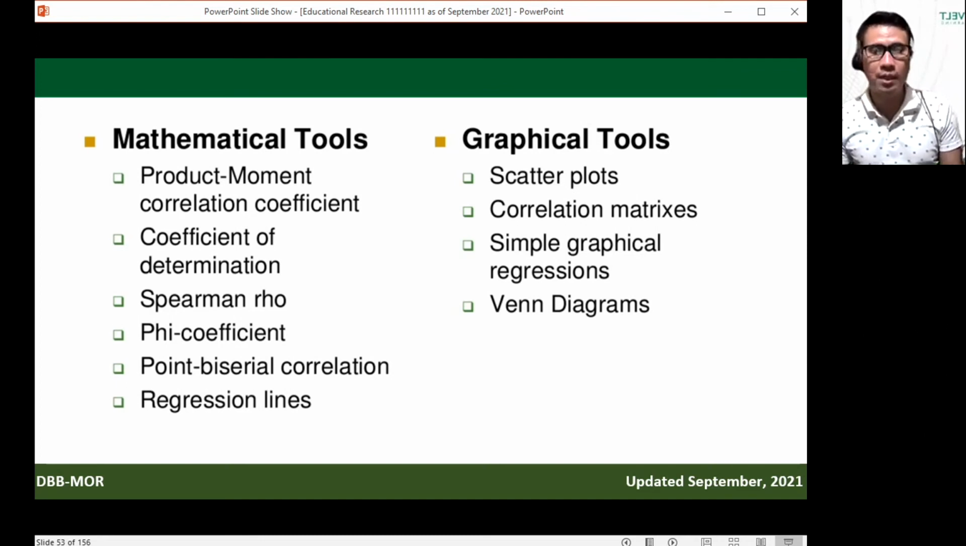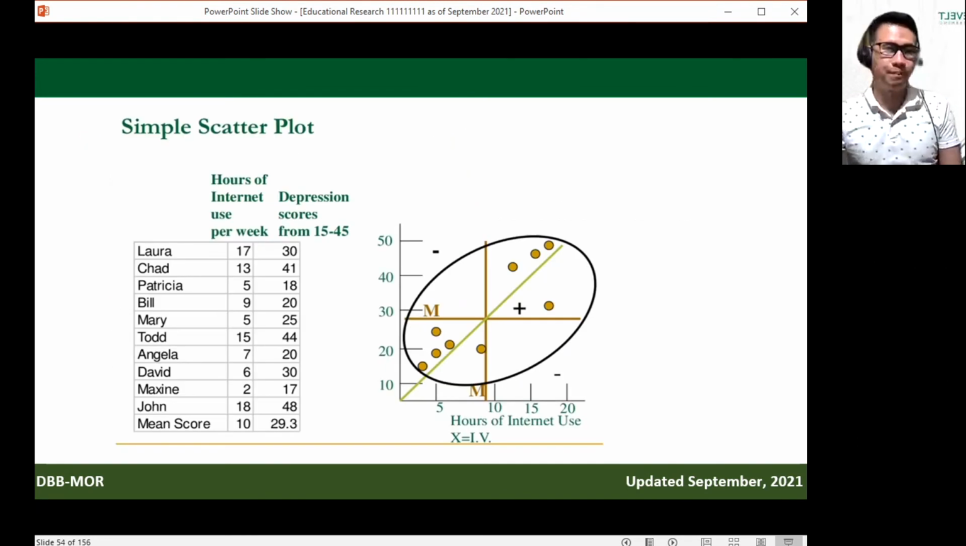But then again, as I mentioned, if you are not a mathematics teacher, you tap a statistician and let the statistician analyze the data that you gathered in order for you to get the accurate computation of the data that you have gathered. So I'm just showing it to you, but I'm suggesting to tap an expert.